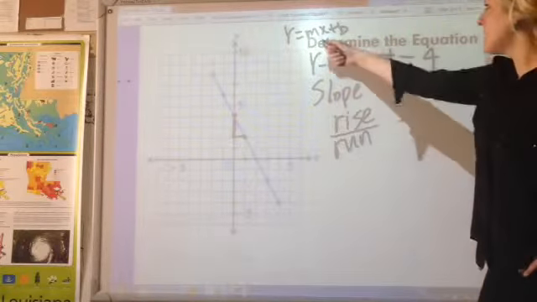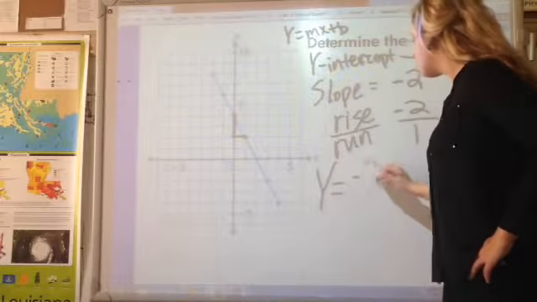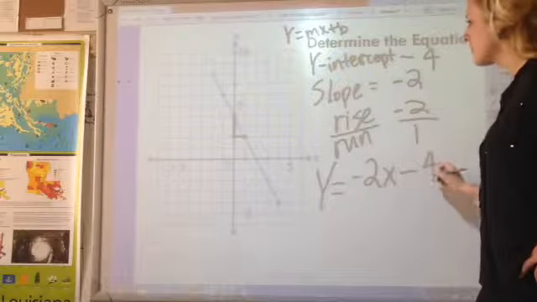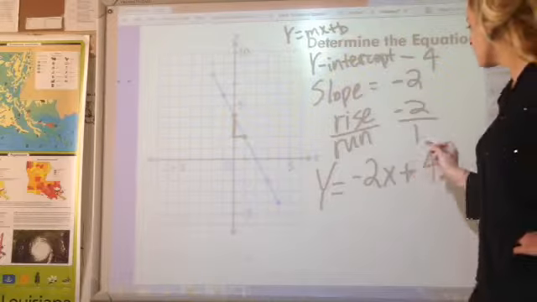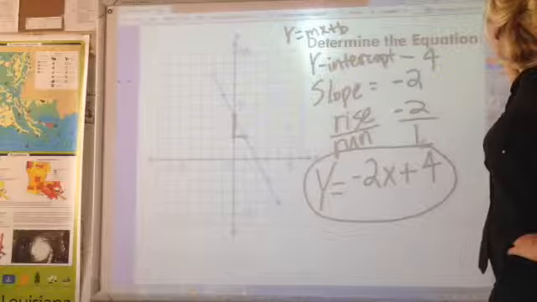If I write it in slope-intercept form, my equation is y equals -2x plus 4. Plus 4. All right, let's move on.